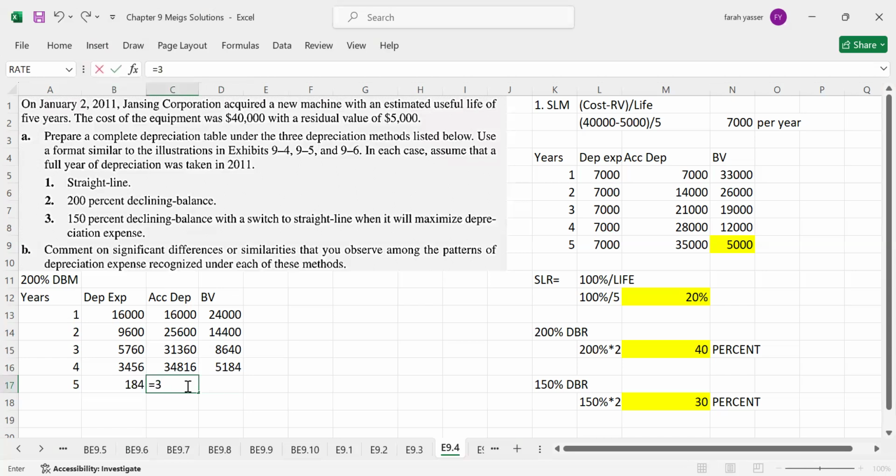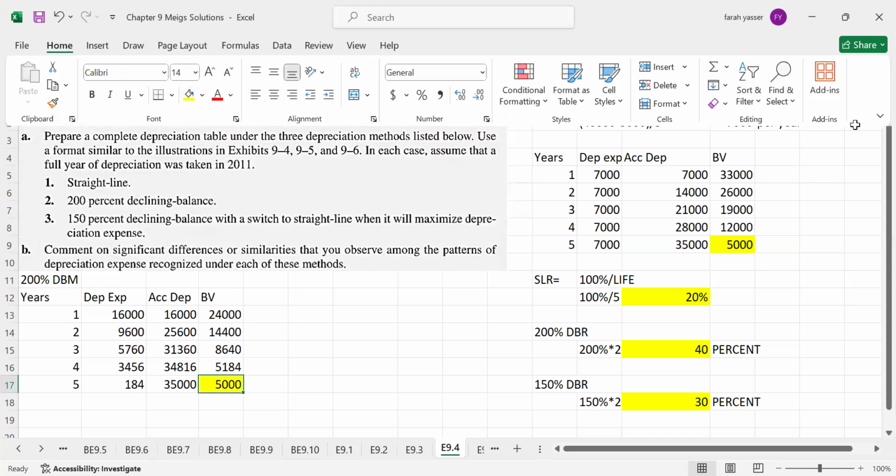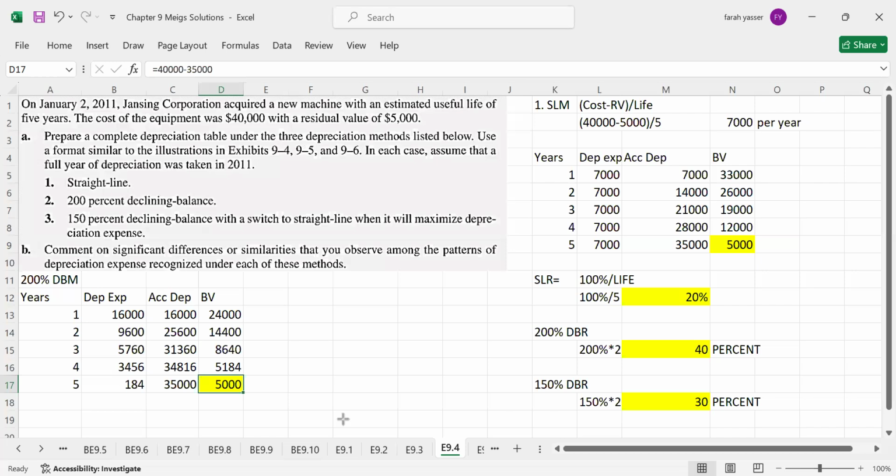Accumulated is 34,816 plus current year depreciation, which is 184. So this 35,000 is your accumulated depreciation, and the book value should be the same as the residual value. So the book value is cost minus accumulated depreciation. So here it is 5,000. This 5,000 is the residual value, and this residual value is the same as in the case of the straight line method.